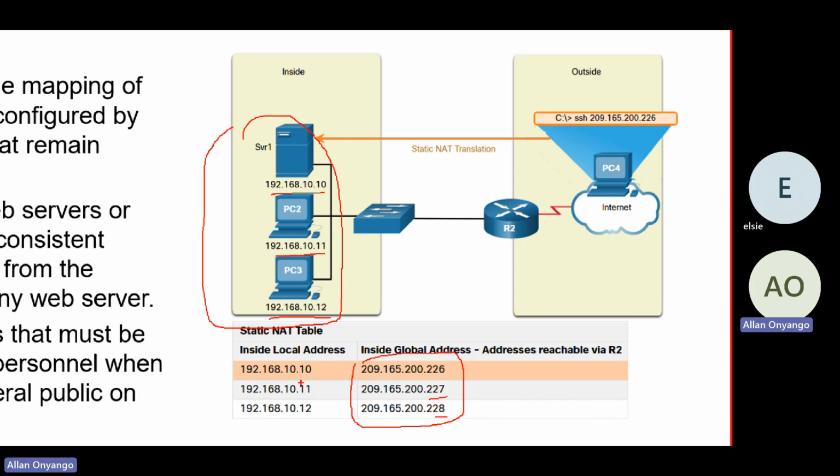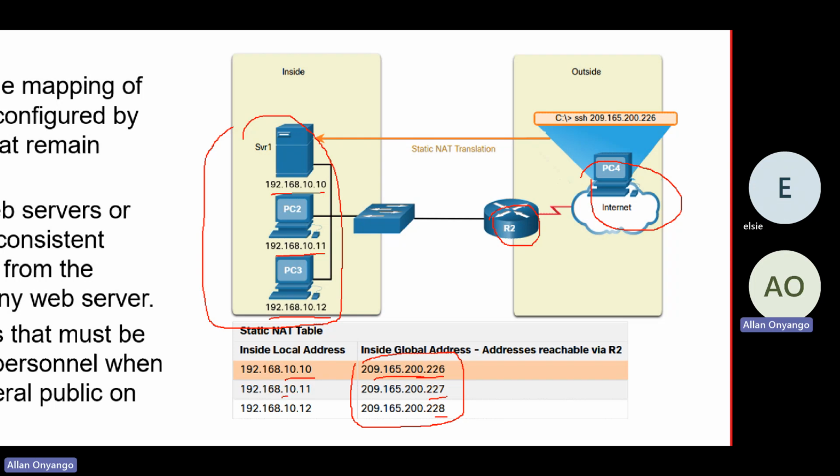Okay. So what we do is we want to pair them, so that for the server at 192.168.10.10, every time it wants to communicate with any device within the internet, we are going to tell this router R2, which is our NAT router, to always translate this 10.10 to 200.226. So we map them so that the NAT router will always translate 10.10 to 200.226 as its own public address, and that is not shared.